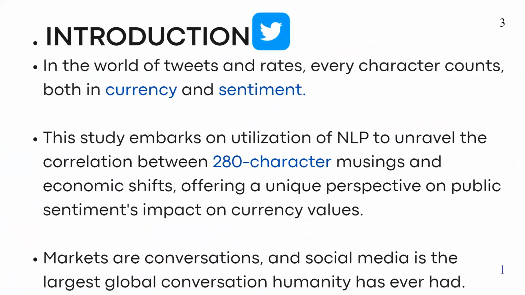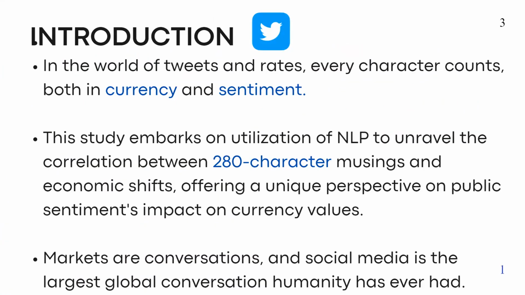If markets are conversations, then social media is the largest global conversation humanity has ever had. On the basis of this, I have decided to use Twitter as my main app for my research. In the world of tweets and rates, every character counts, both in currency and sentiment. This study embarks on utilization of NLP to unravel the correlation between 280 character musings and economic shifts. We have tried to offer a unique perspective on public sentiment's impact on currency values.